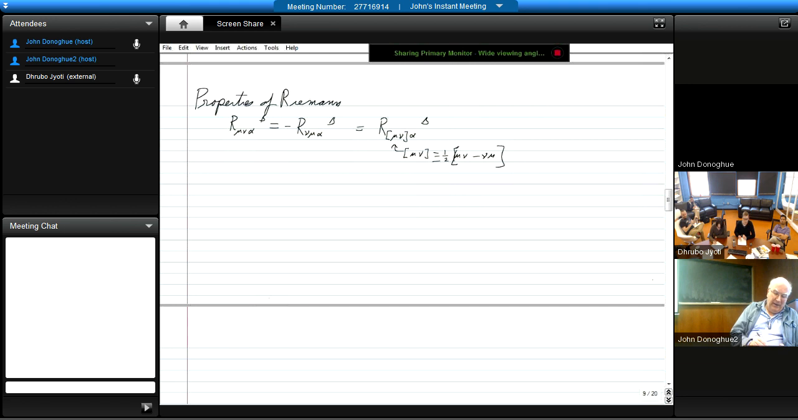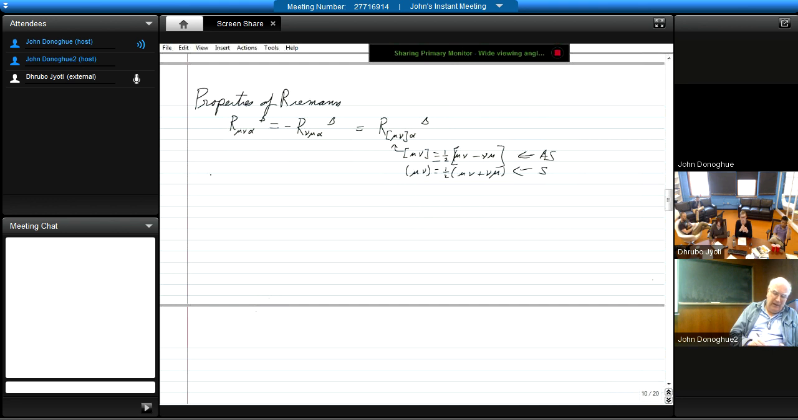I'm also going to use the notation soon. If I put it in round brackets, mu nu, it's 1/2 of mu nu plus nu mu. Okay, so the antisymmetric and symmetric combinations are the brackets there.